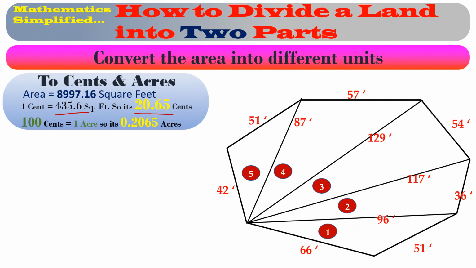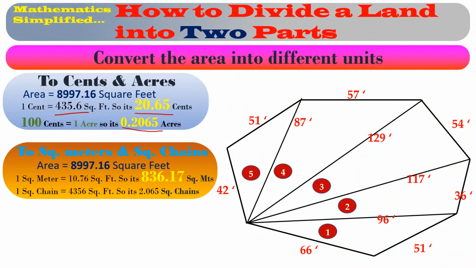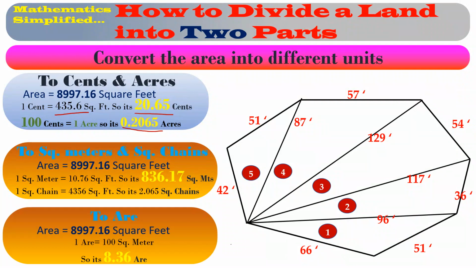Next, 100 cents equal to 1 acre. So the cents we got, we divide by 100, so we'll get the area in acres. Next, square meters and square chains. For these we need to find the conversion factor, that's all. Next, how to convert to here.